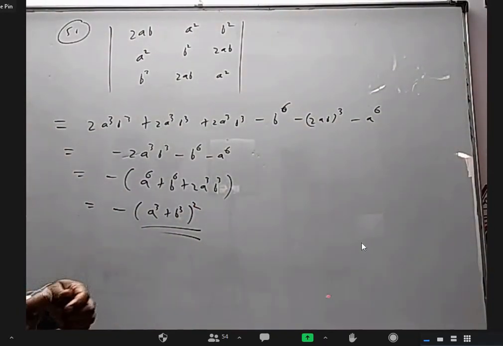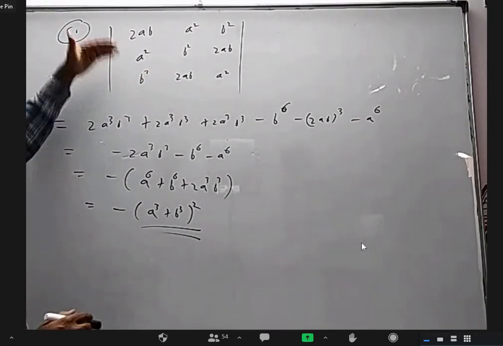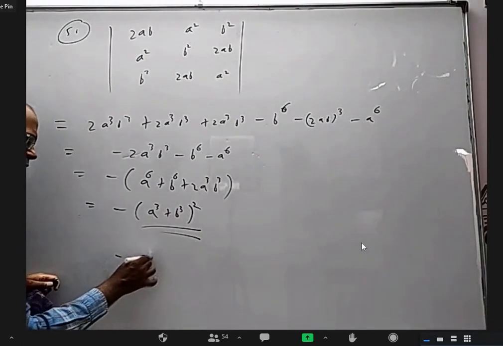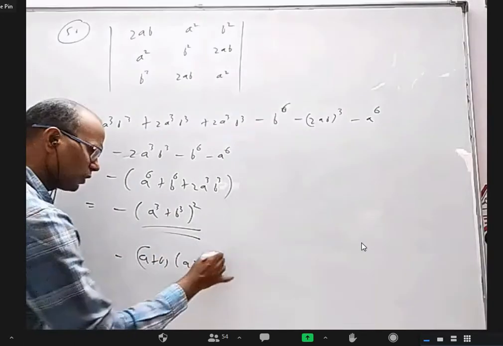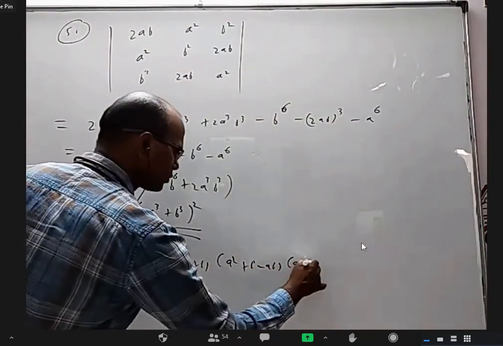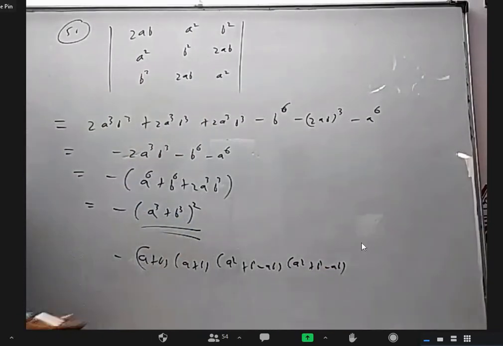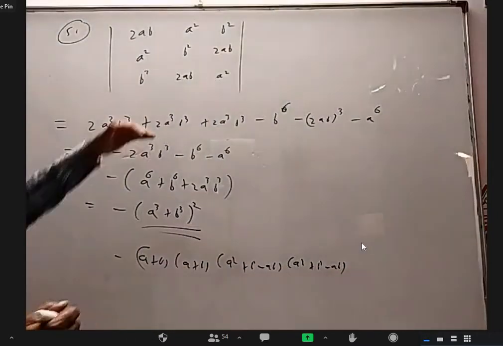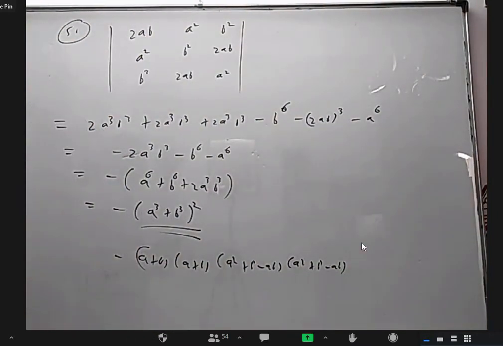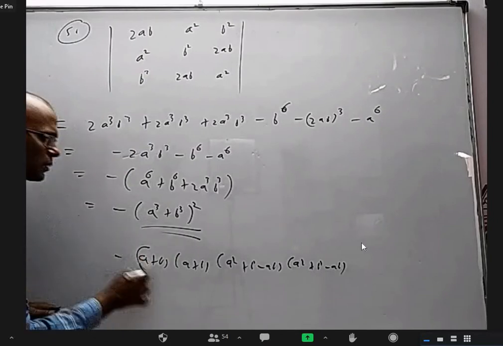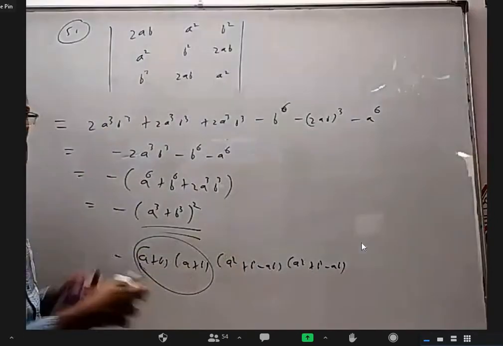Yes, I can add all the rows and columns. I'll get a square plus b square plus 2ab common. But then after that, if you expand this further, it is a plus b into a plus b into a square plus b square minus ab into a square plus b square minus ab. It is actually that, because this into this is a cube plus b cube, and this into this is a cube plus b cube. If I add all the rows or all the columns, I'll get this part. But then getting these two may take time.